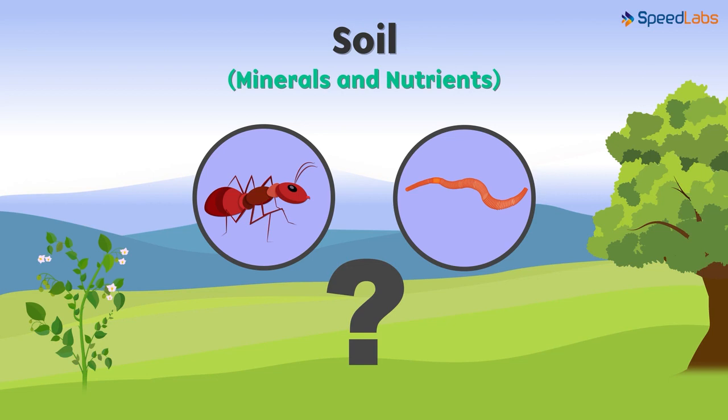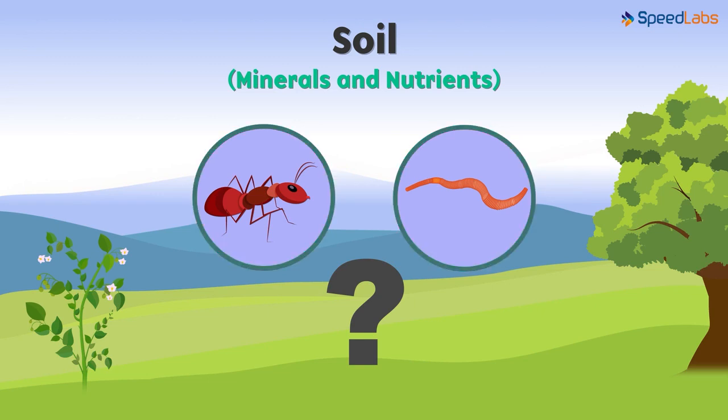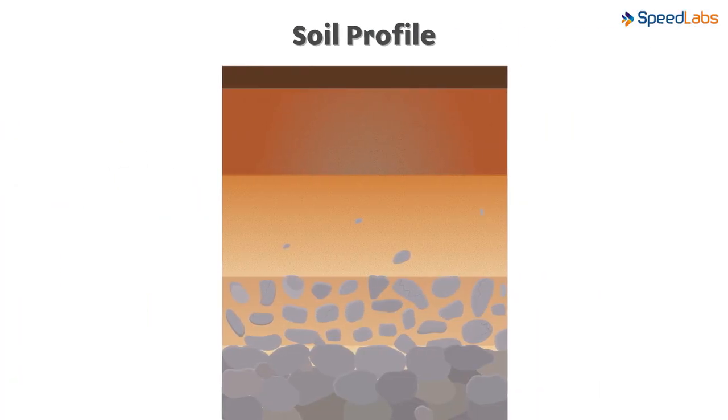In order to understand how various organisms live in soil, we need to first understand the profile of the soil. Which means we need to understand how the different layers make up the complete soil. So here we have a cross-section of the different layers. How many layers can you spot in this cross-sectional view?